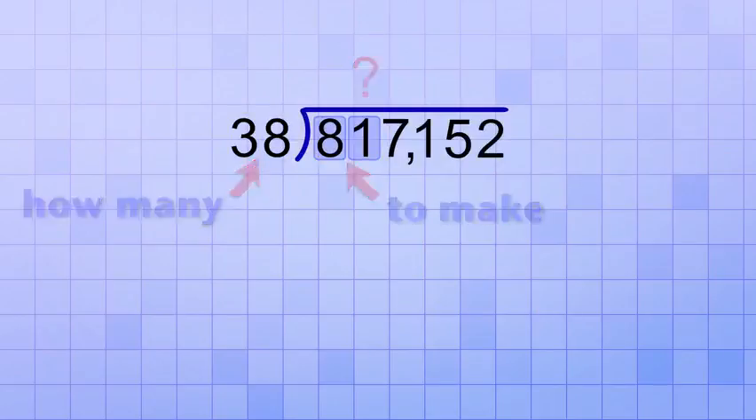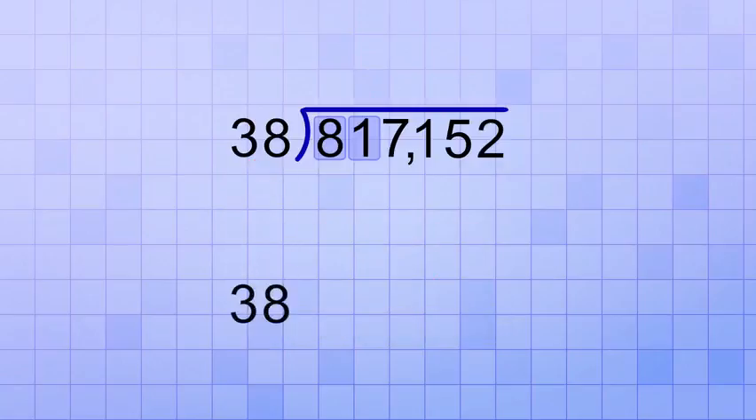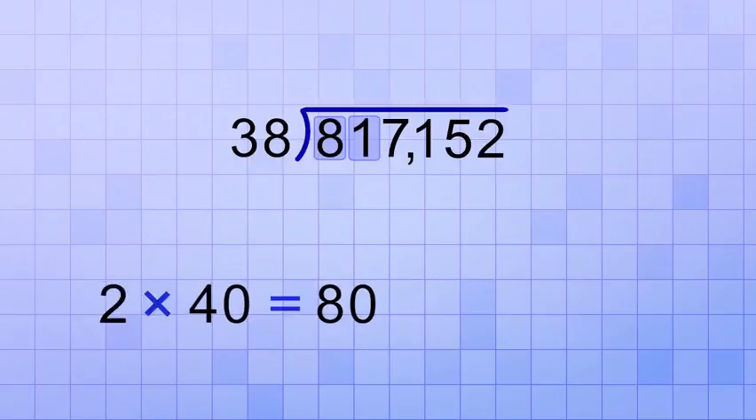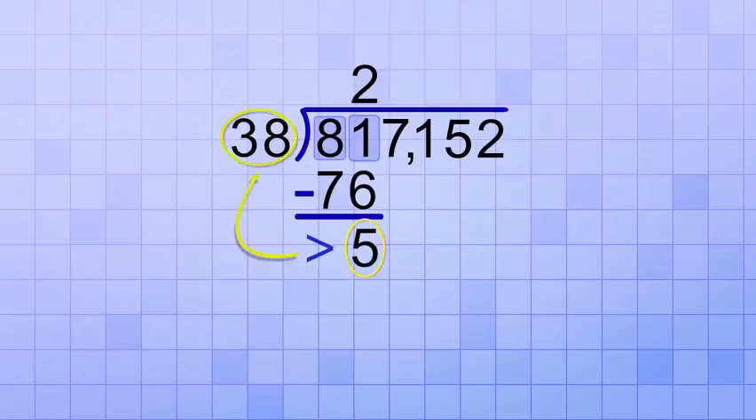Again, we're going to use rounding to help us estimate the answer. 38 is close to 40, and 81 is really close to 80. And since 80 is 2 times 40, my estimate for the first answer digit will be 2. 2 times 38 equals 76. And 81 minus 76 leaves a remainder of 5. We know our estimate was just right because 5 is less than our divisor of 38.